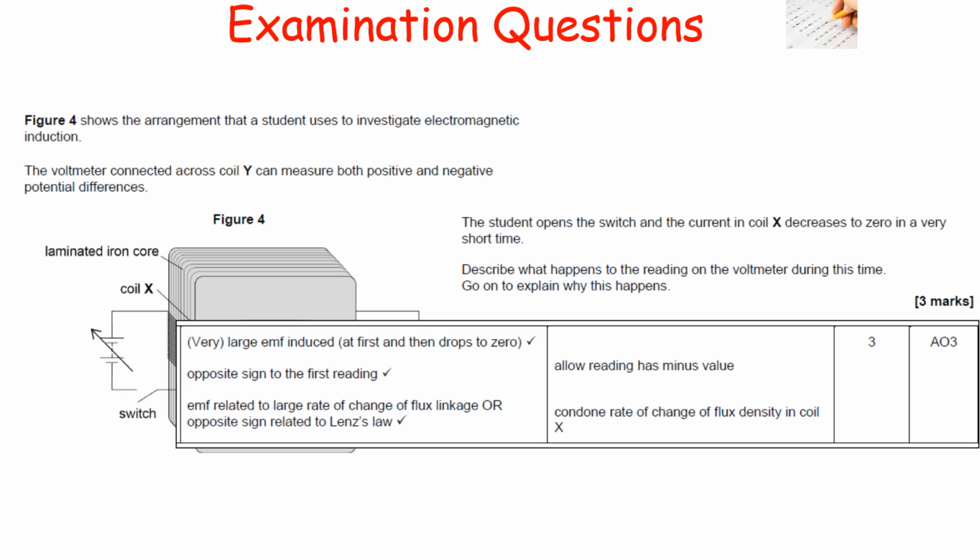Because there's a change in magnetic flux linkage, via Faraday's law we will induce an EMF, but ultimately that change disappears because it's going to stay at a value of 0. Because there's no change, there's no EMF induced, so it will drop to 0. Now it's also important to note that with Lenz's law, it's going to be the opposite sign to the first reading, because the EMF is produced in the opposite direction to the change that caused it, so it's going to be a negative value.